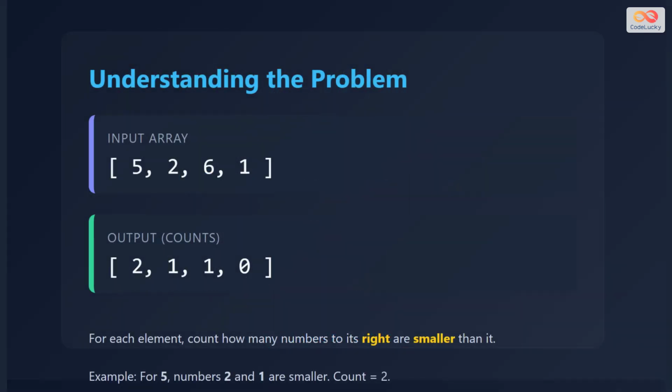Let's first understand what we need to do. We are given an array of integers, like the one shown here, 5, 2, 6, 1. For each element in this array, we need to count how many numbers to its right are strictly smaller than it. For example, looking at the number 5, the numbers 2 and 1 to its right are smaller. So, the count for 5 is 2.